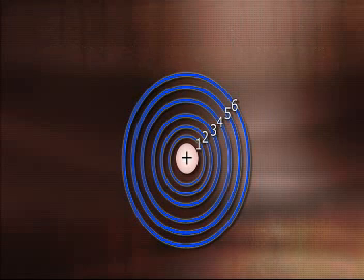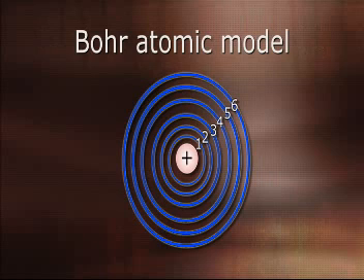The last is the Bohr model of the atom. Niels Bohr proposed an atomic model in which the electrons moved around the nucleus in circular paths called orbits. He assumed the electrons to be moving around the nucleus in a circular orbit as the planets move around the sun.